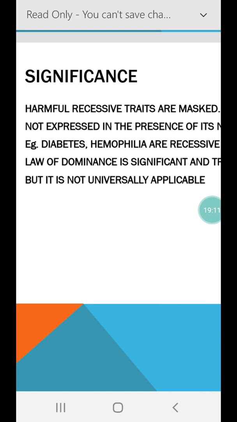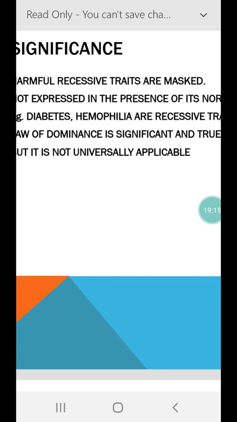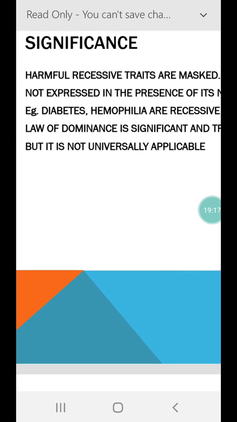But again one main fact of this law is that this law of dominance is significant and true, but it is not universally applicable. Means always we will not get this 3:1 ratio. Some exceptions to the rules are there. So they are called deviations from Mendel's law. In our later videos we will study deviations also.